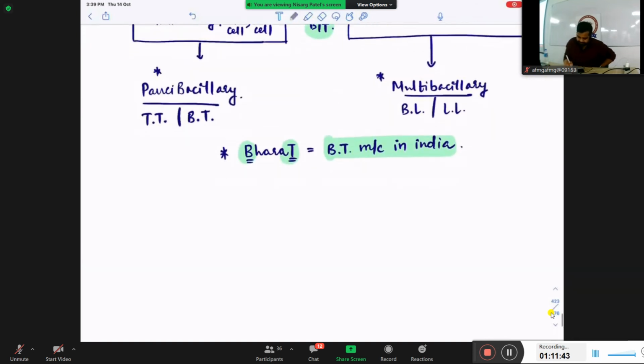So what is the test we do? In TB you have a tuberculin test, right? Similarly in leprosy we have a lepromin test.